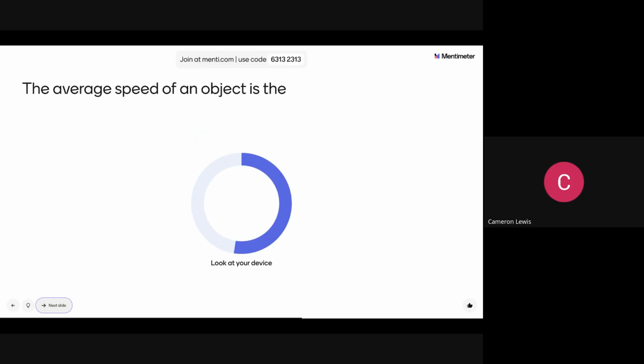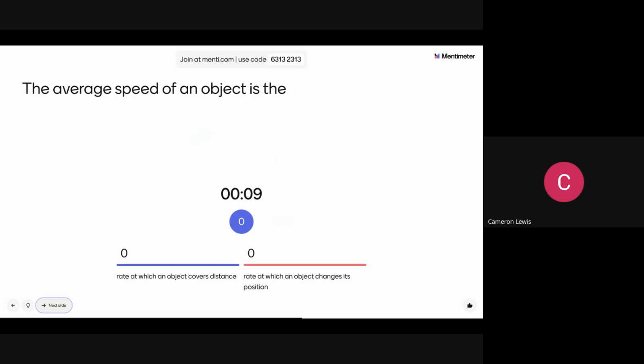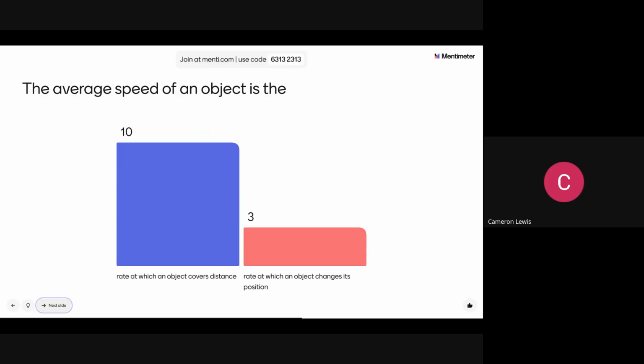So that will come in handy. Now the average speed of an object: the rate at which the object covers distance, or the rate at which the object changes its position. Remember, scalars go together, vectors go together. So looking at average speed, we're looking at the rate at which an object covers distance. So we're looking at distance and speed, both scalars. Those two go together.